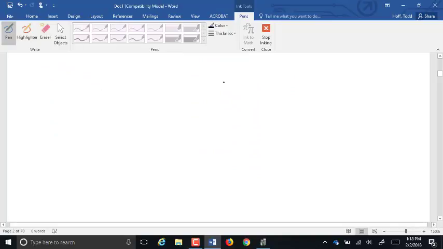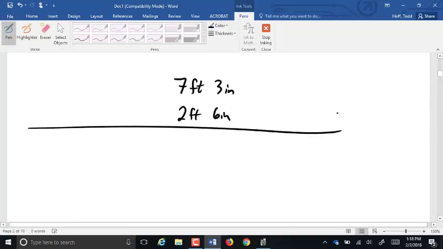When it comes to multiplication, however, we don't use the dual units, at least not in the same way. Let's say we have 7 feet 3 inches times 2 feet 6 inches. If we multiplied there, we'd have to do the 6 inches times 3 inches, but we'd also have to do the 6 inches times the 7 feet, which would give us 42 foot inches.